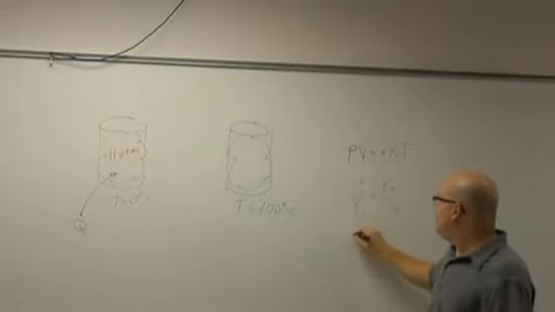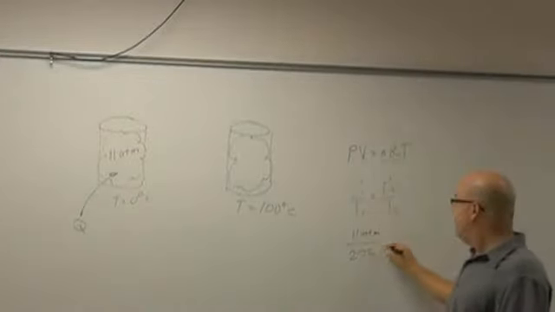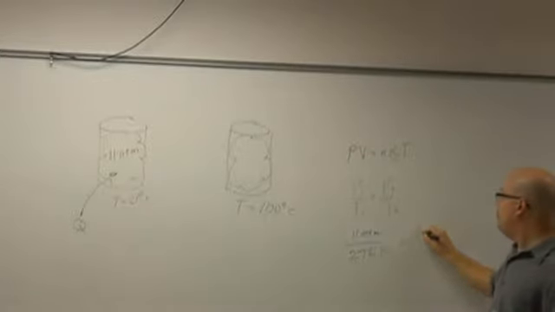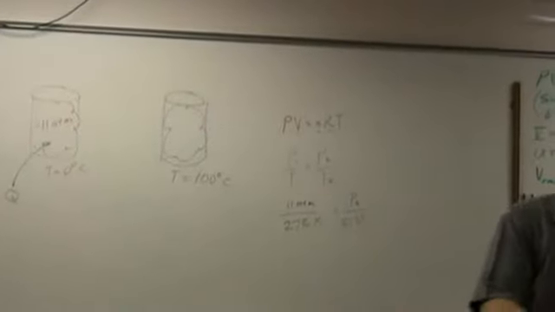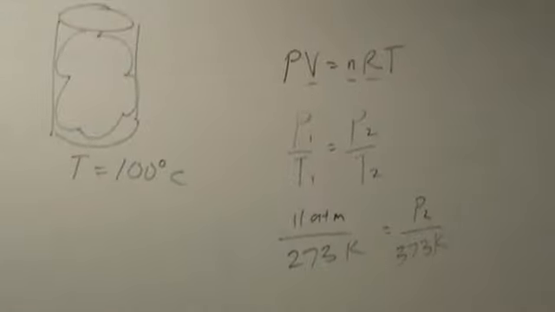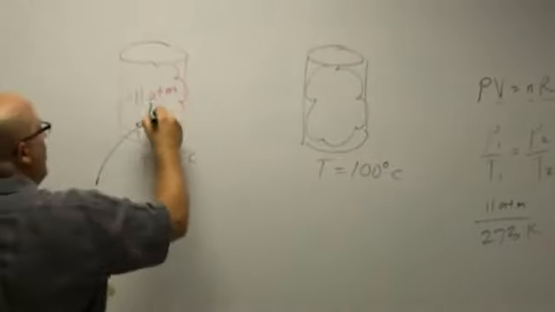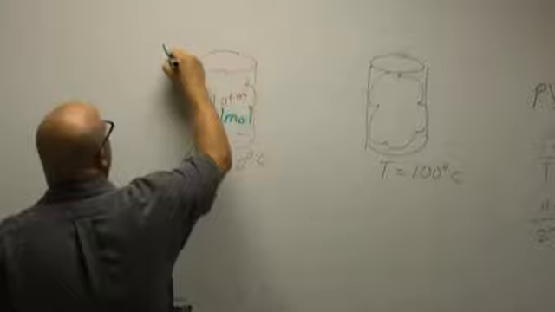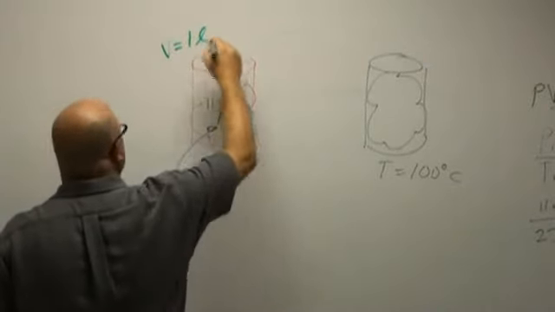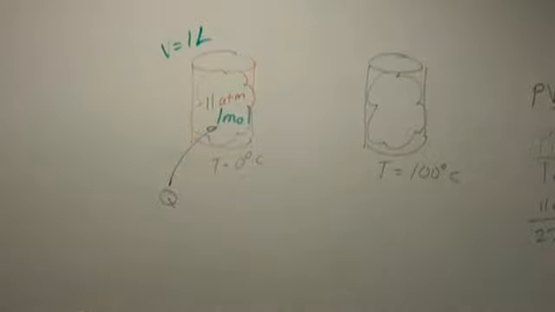So you got to convert this: 11 ATM over our temperature number 1, 273 Kelvin, equals our pressure 2 over 373 Kelvin, and you end up somewhere around 15 atmospheres, right? Excellent. All right. Let's say that this is 1 mole of gas. And that our volume here is 1 liter. Small L or big L for liters? Big L. Large. Big L. 1 liter.